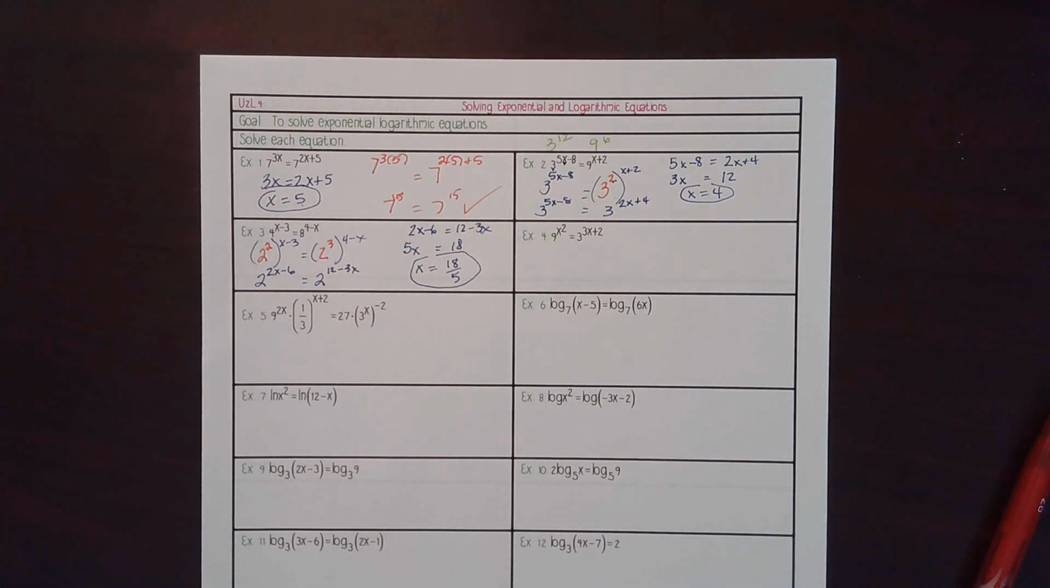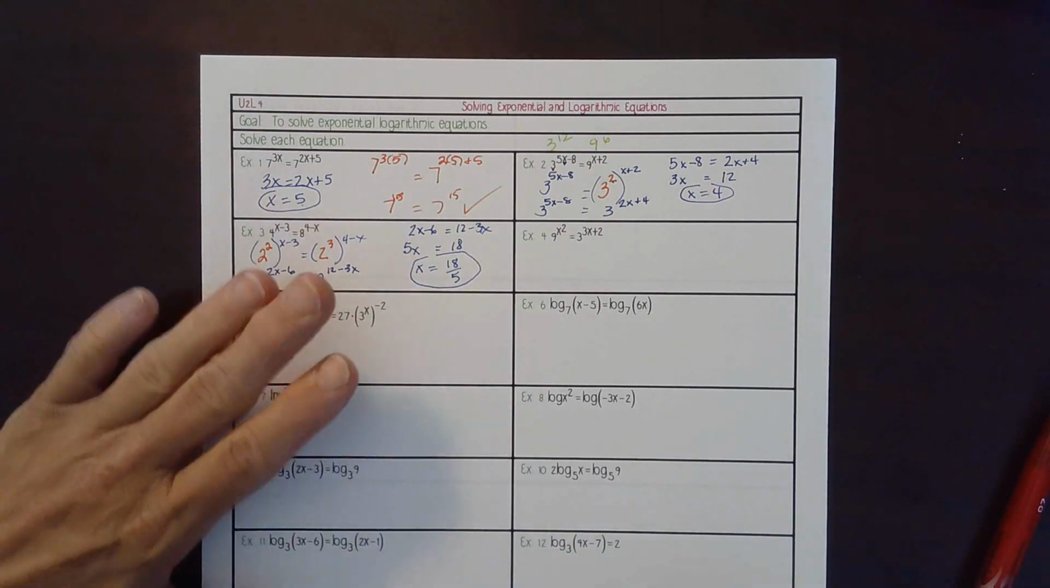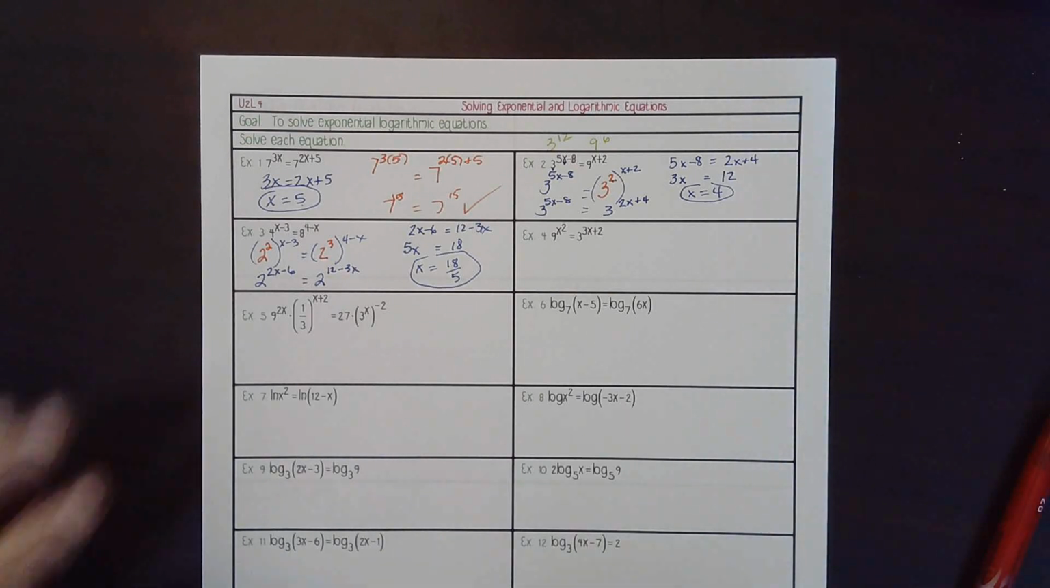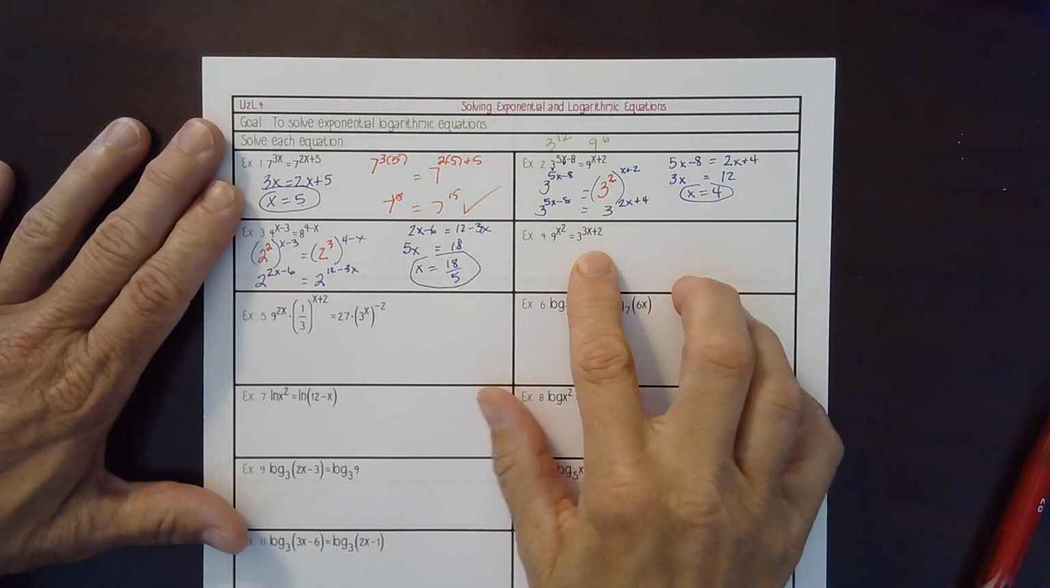All right. So the key is if you can get your bases to be the same, then do so, because then all you have to do is set your exponents equal to each other. All right, so then we have another exponential equation. We have 9 raised to the x squared power equals 3 to the 3x plus 2 power.